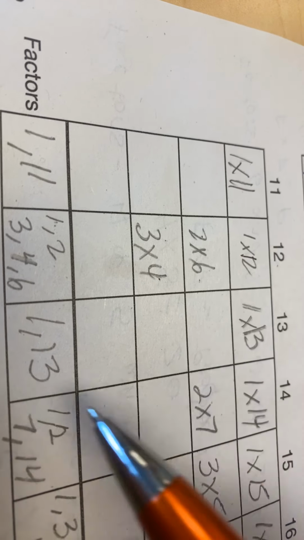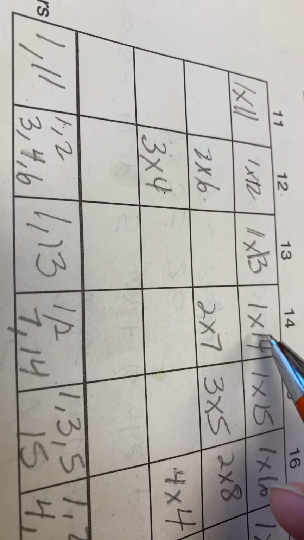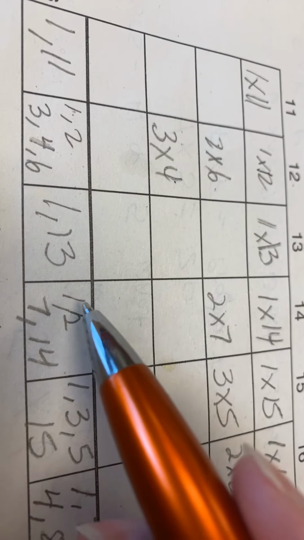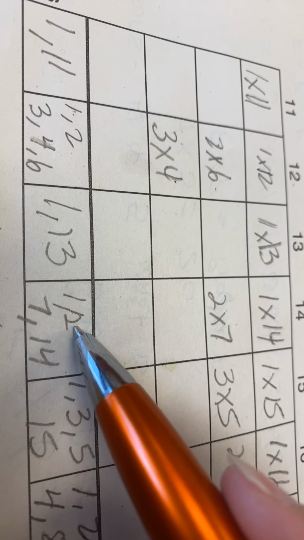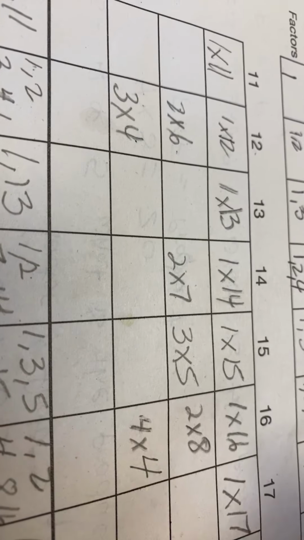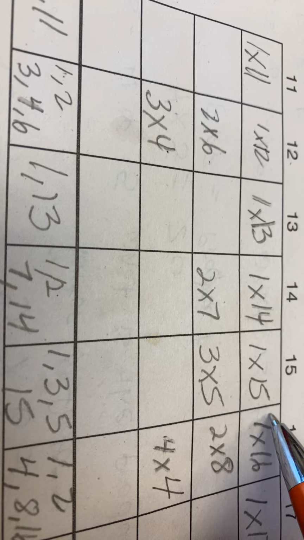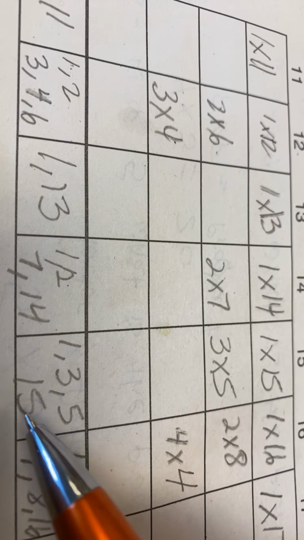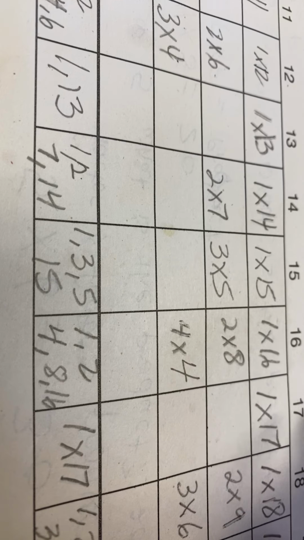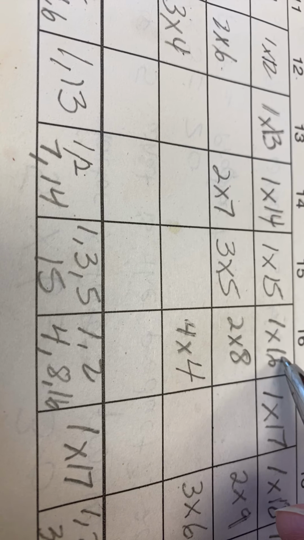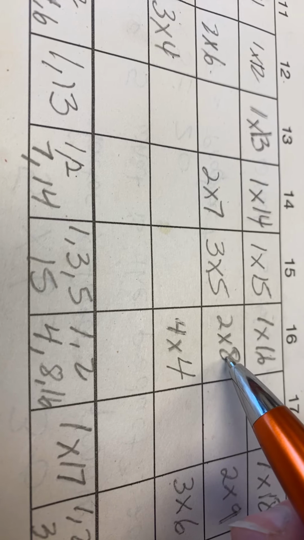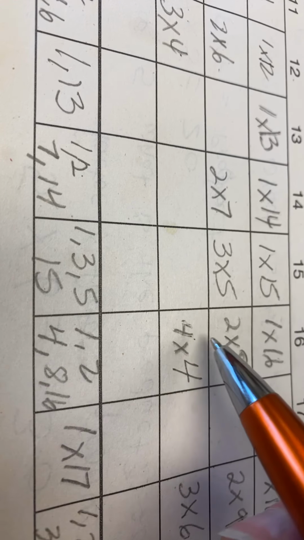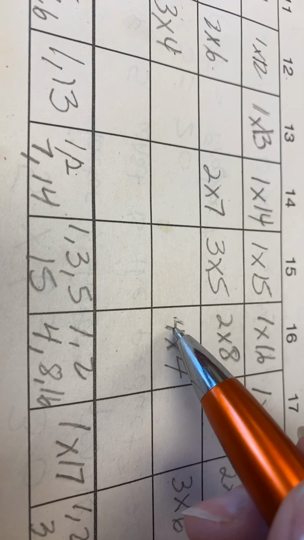13, 1 times 13. 14, 1 times 14. 2 times 7 is 14. So I wrote 1, 2, 7, and 14. 15, we have 1 times 15 and 3 times 5. We have 1, 3, 5, and 15. 16. 1 times 16. So we have 2 times 8, and 4 times 4 is 16. So we have 1, 2, 4, 8, and 16. When you have 2 numbers that are the same, you only need to put 1.